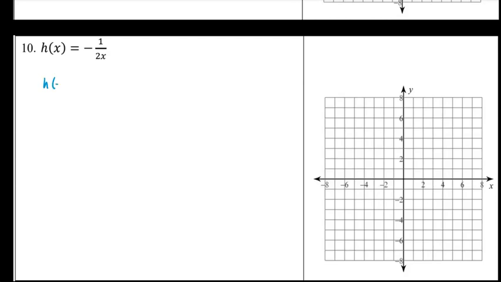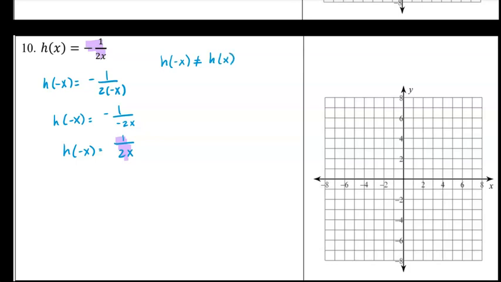Okay, so let's go ahead and find h of negative x. And you guys worked really hard. I appreciate it. Thank you. So h of negative x equals negative over negative 2x, which is 1 over 2x. So let's go ahead and erase this. One thing that we know is that 1 over 2x does not equal the original function. So therefore, h of negative x does not equal h of x. So it's not even.